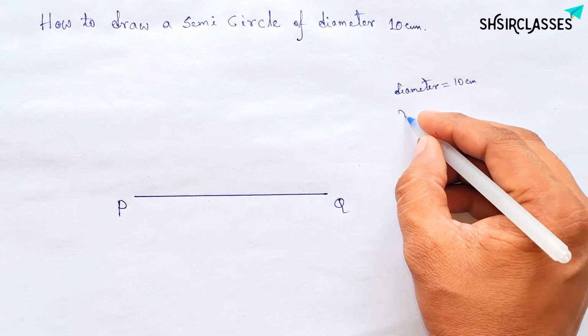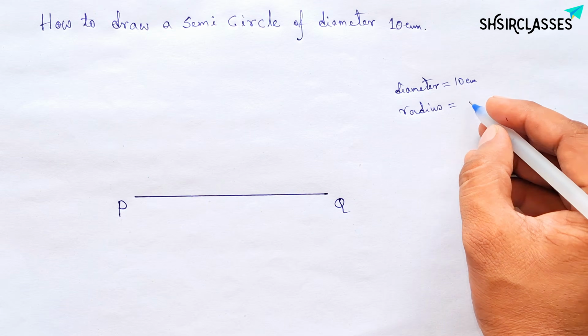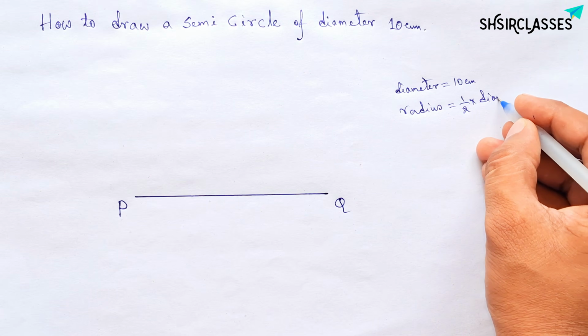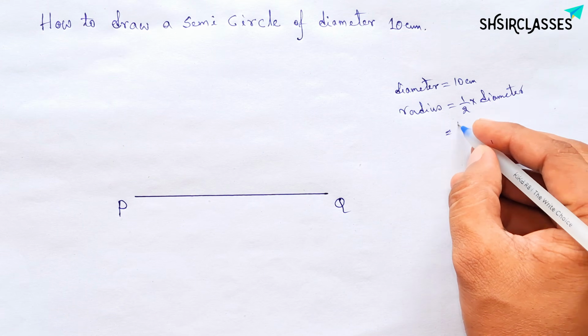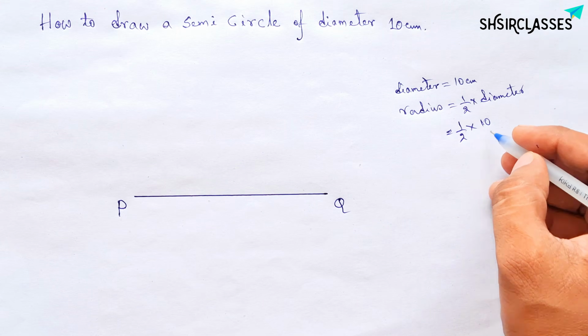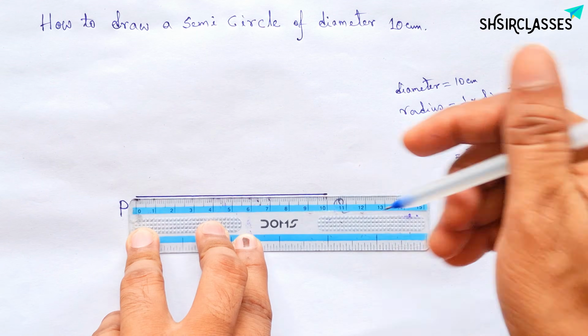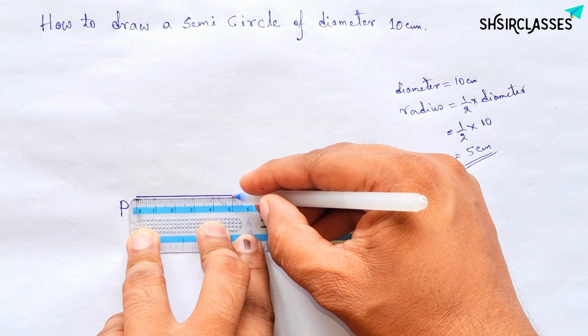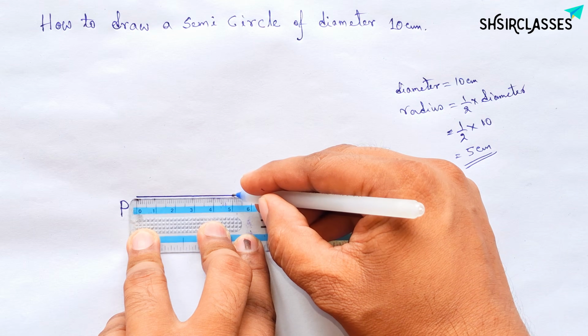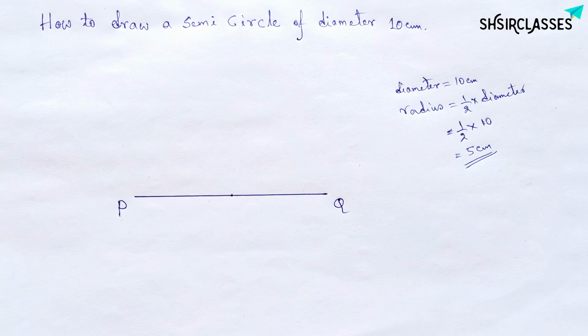So diameter equal 10 centimeter. Now finding radius. So radius equal half of diameter. So this is 5 centimeter. So now finding radius 5 centimeter. So here this is 5 centimeters. So first marking on the line 5 centimeter here.